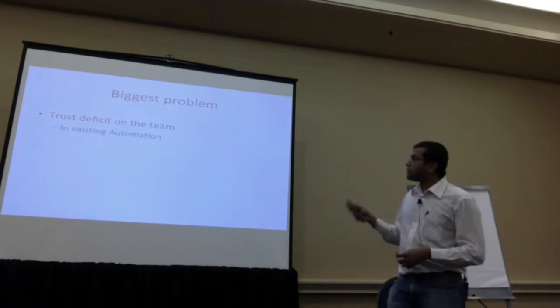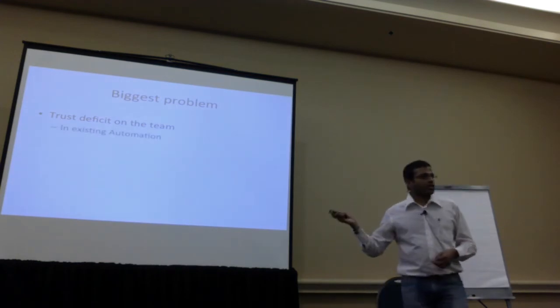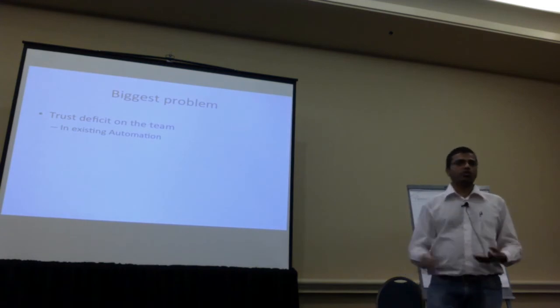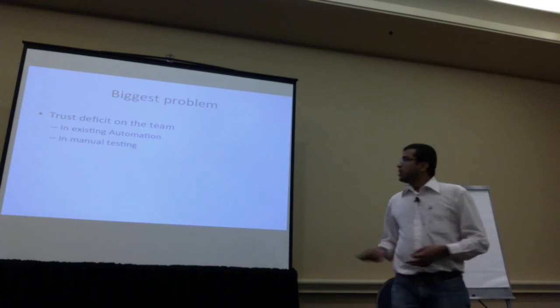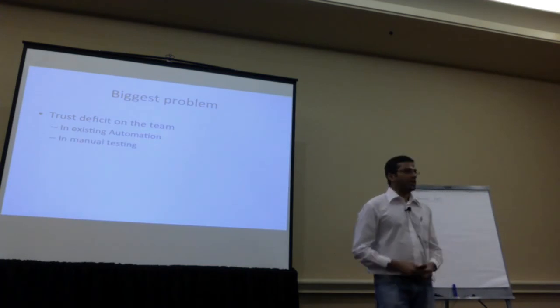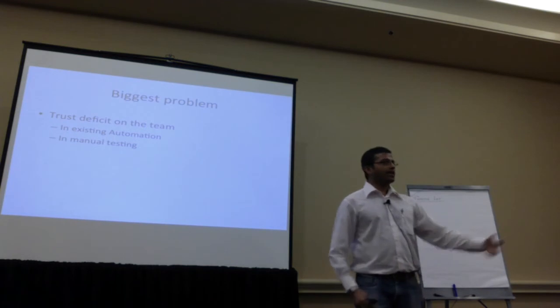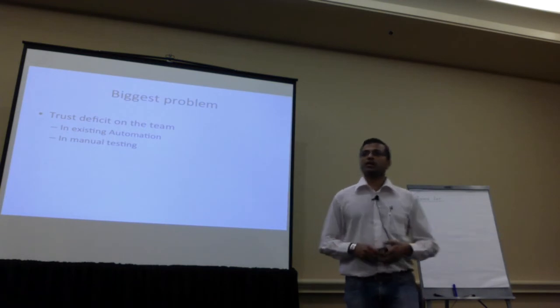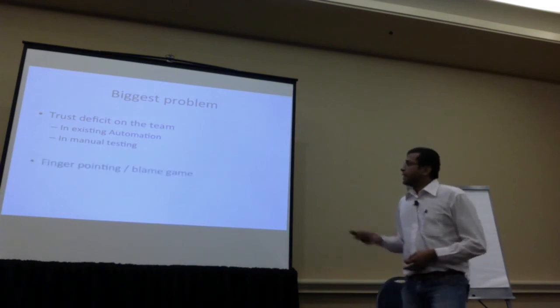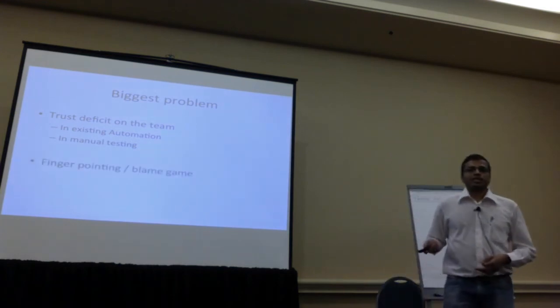As a result, what happens? You start losing value. Automation? Why do we need automation? We have to do this manually anyway. Manual testing? Too long. Why is the testing team taking so long to run? We delivered this functionality so quickly, the test team is taking 6 weeks to get it regressed. It's a big problem. And then the finger pointing and the blame game starts.